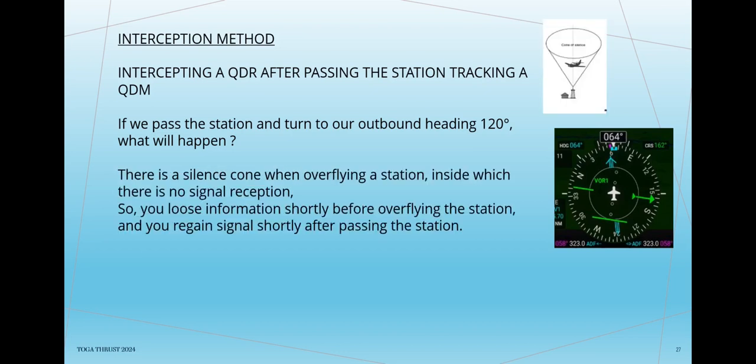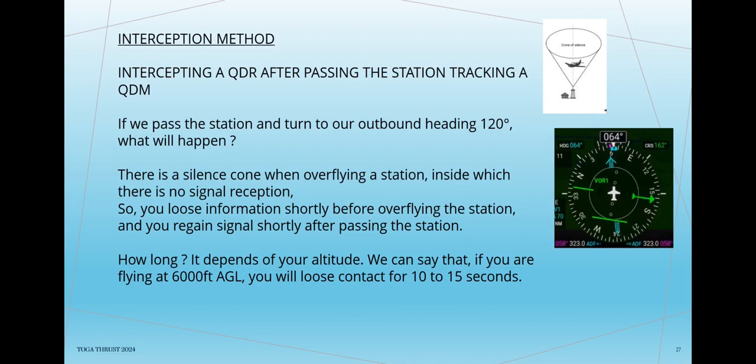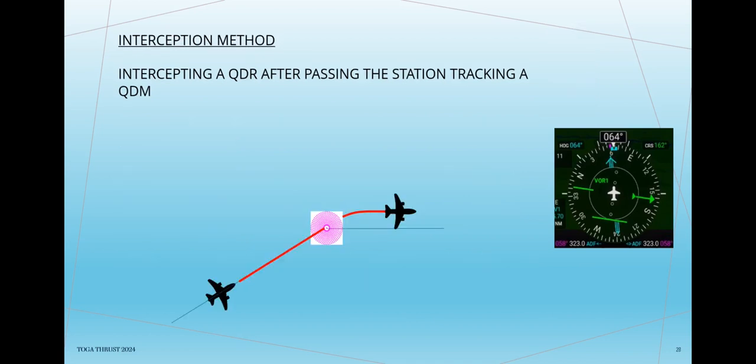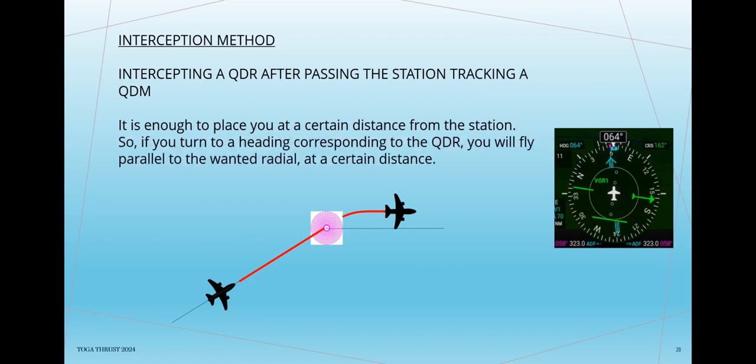There is a silence cone when overflying a station, inside which there is no signal reception, so you lose information shortly before overflying the station, and you regain signal shortly after passing the station. How long? It depends on your altitude. We can say that, if you are flying at 6,000 feet AGL, you will lose contact for 10 to 15 seconds. It is enough to place you at a certain distance from the station. So, if you turn to a heading corresponding to the QDR, you will fly parallel to the wanted radial, at a certain distance.